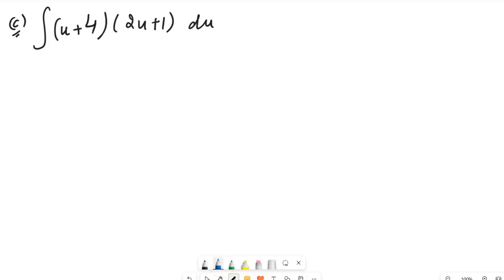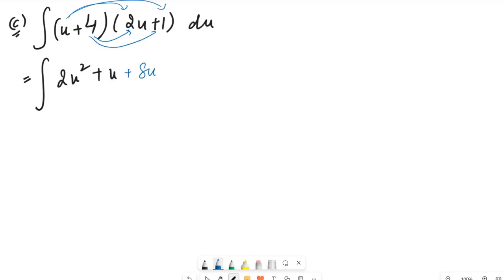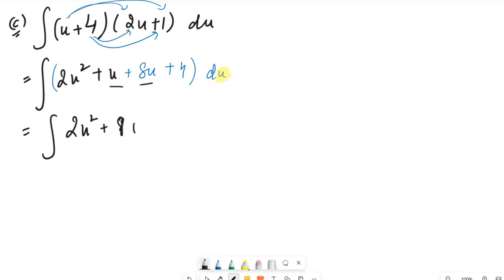Here is an integral written in a different format. We have not learned any integration as a product thing. There's no product rule in integration directly. So the first thing we need to do is distribute and simplify this. This is going to look like 2u squared plus u plus, when 4 multiplies with 2u it is 8u, and this is 4, du. We are integrating with respect to u here. The variable is not x. 2u squared plus u plus 8u is 9u plus 4, with respect to u.